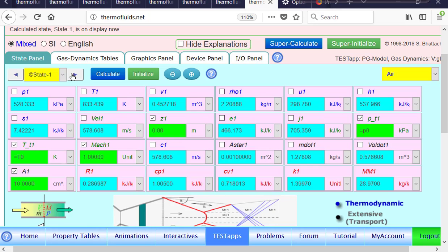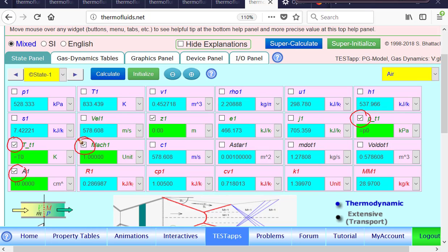And in the throat, the information given is that the area is 10 centimeters squared. And we do know that the energy equation means total temperature doesn't change. Total temperature is set equal to T0. Total pressure is its counterpart in the entropy equation. And at the throat, because the shock wave is standing, we know that the Mach number must equal 1.